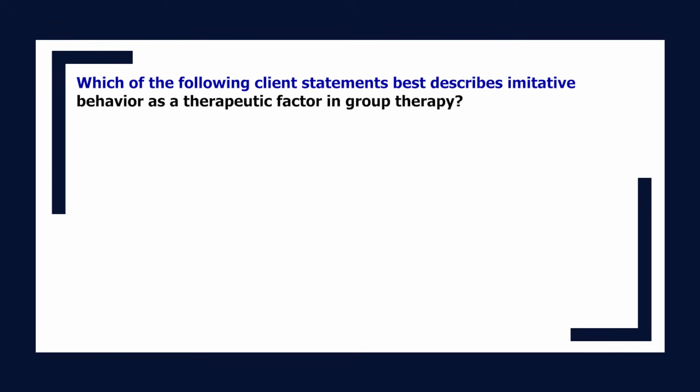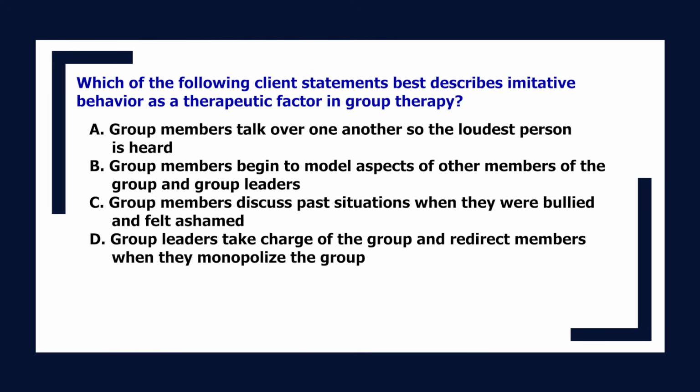Which of the following client statements best describes imitative behavior as a therapeutic factor in group therapy? A. Group members talk over one another, so the loudest person is heard. B. Group members begin to model aspects of other members of the group and group leaders. C. Group members discuss past situations when they were bullied and felt ashamed. D. Group leaders take charge of the group and redirect members when they monopolize the group.